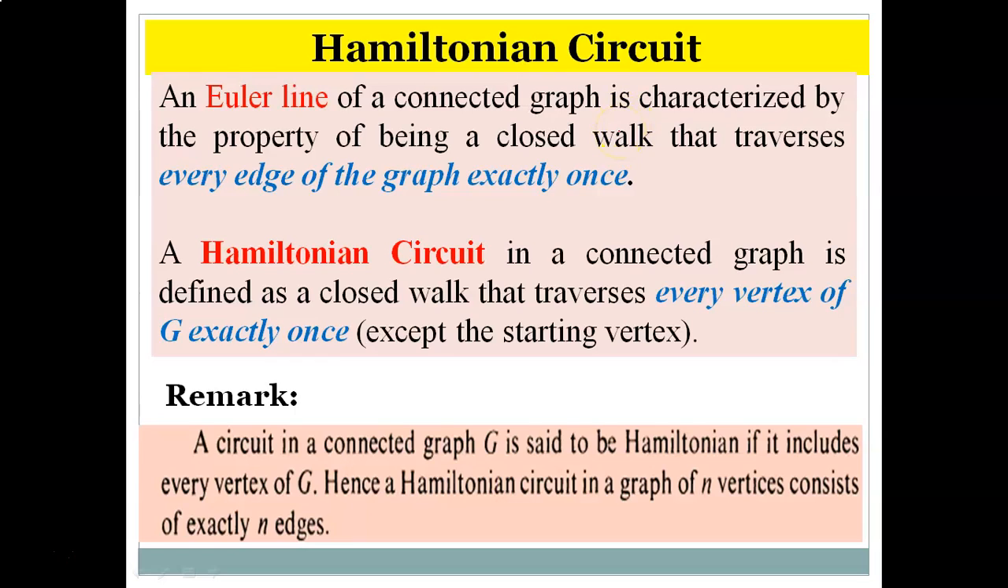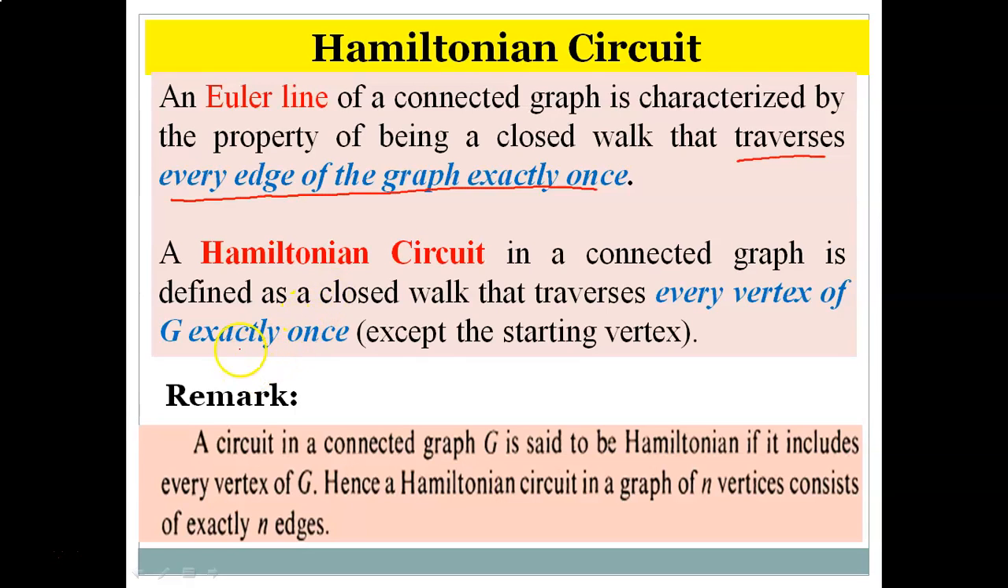Next is the Hamiltonian circuit. You know, an Euler line of a connected graph, as I have explained with the help of an example, is characterized by the property of being a closed walk, because you return to the same vertex from where you start. It traverses every edge of the graph exactly once. As I explained, a vertex may appear more than once.